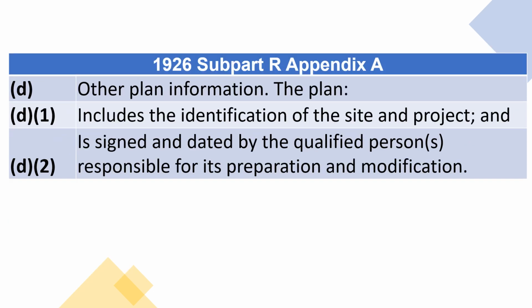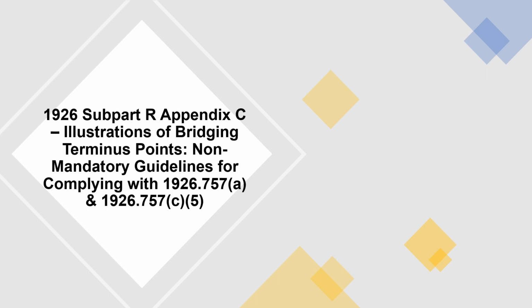D. Other plan information. The plan D1 includes the identification of the site and project, and D2 is signed and dated by the qualified persons responsible for its preparation and modification. 1926 Subpart R Appendix B reserved. 1926 Subpart R Appendix C.